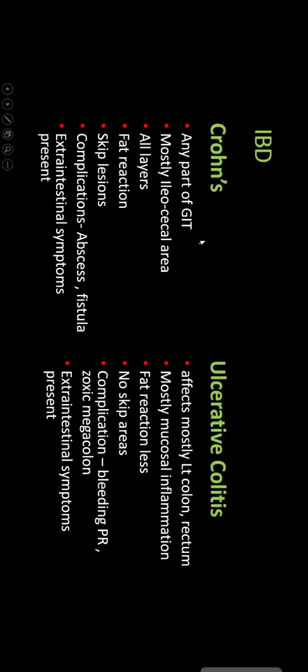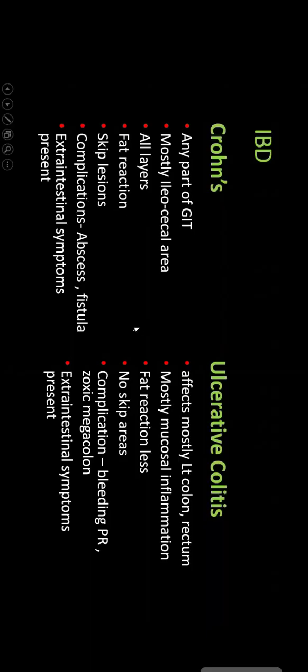Now comparison. Crohn's disease can involve any part of GIT, but mostly the ileocecal area is involved. All layers are involved. Peri-enteric fat reaction is an important finding. Skip lesions are present. Skip areas are present. It can complicate into abscess, fistula, and sometimes we may see extraintestinal symptoms in these patients because of involvement of the other systems.